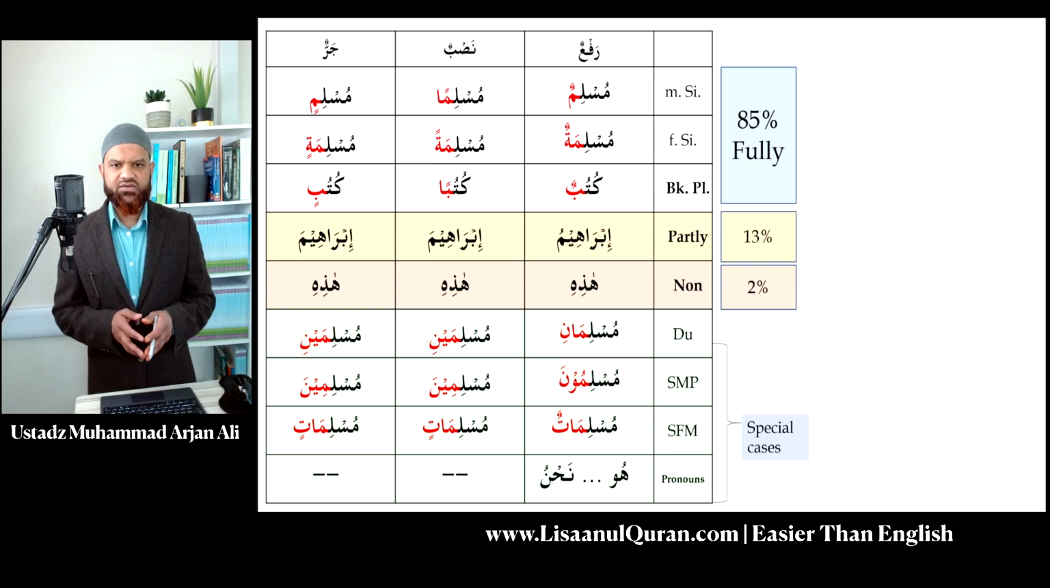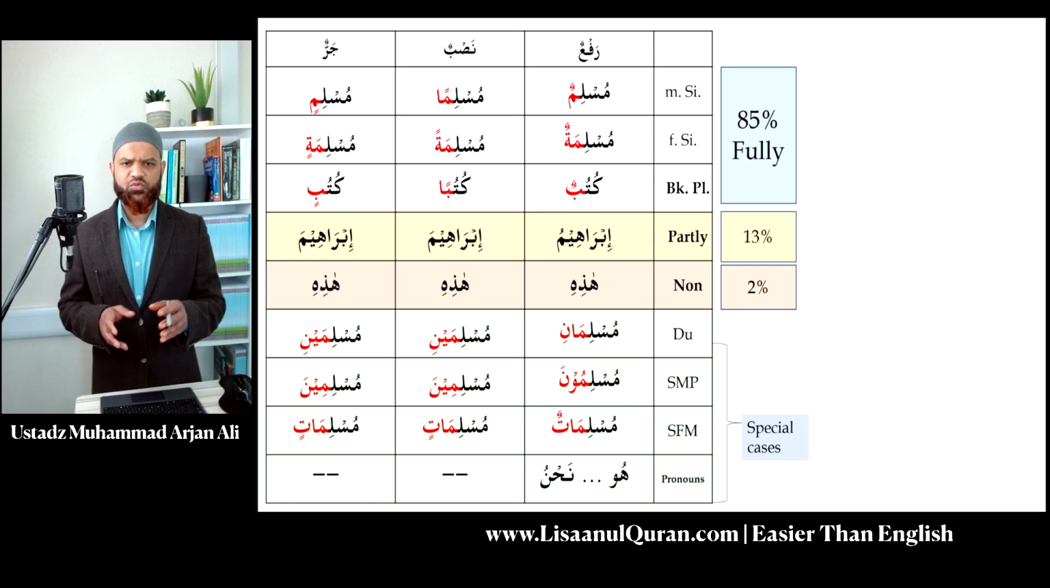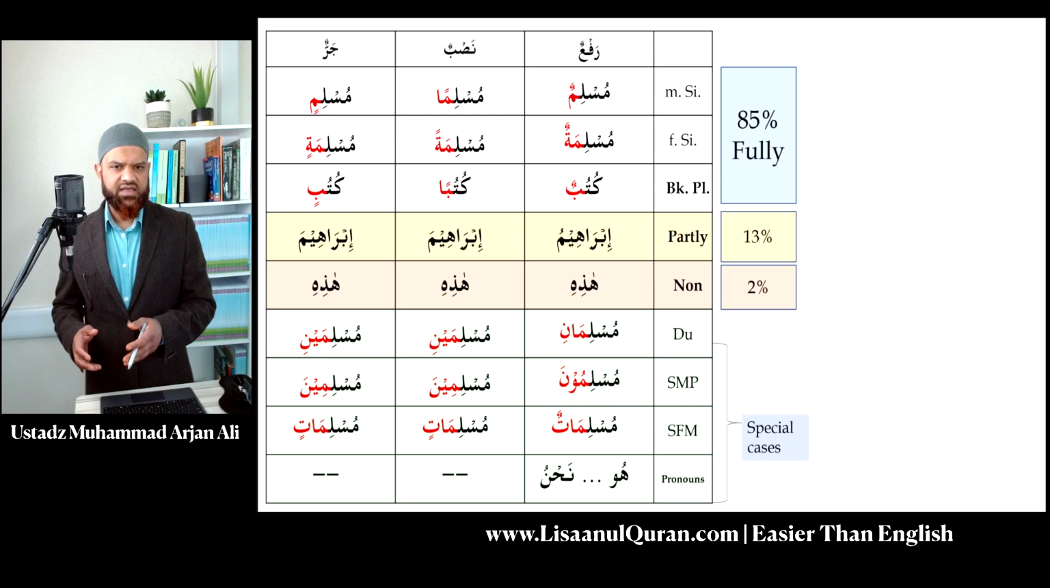As far as the main categories of declension are concerned, munsarif is your main one, 85% fully declining. We have for example kutubun, kutuban, kutubin. And then we have the partly declining, which is about 13% of the words. We're going to use the word Ibrahim there as our example, Ibrahimu, Ibrahima, Ibrahima. And then the non-declining are a very small category. They're about 2% of the words, hadihi, hadihi, hadihi.